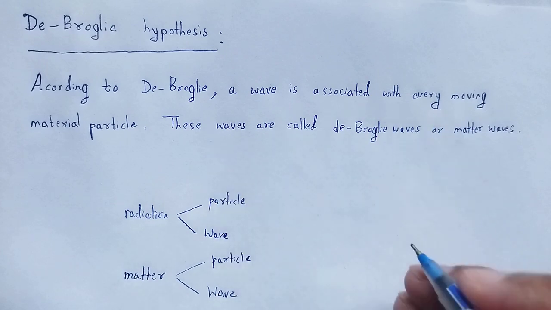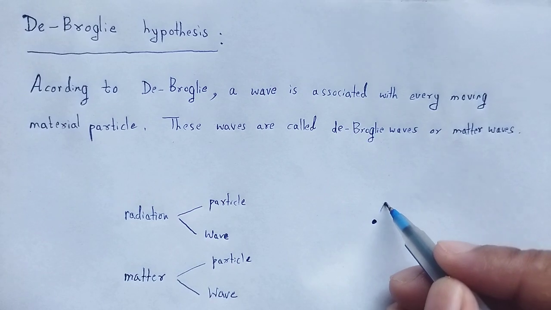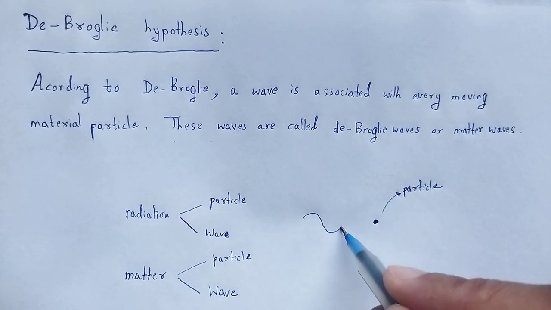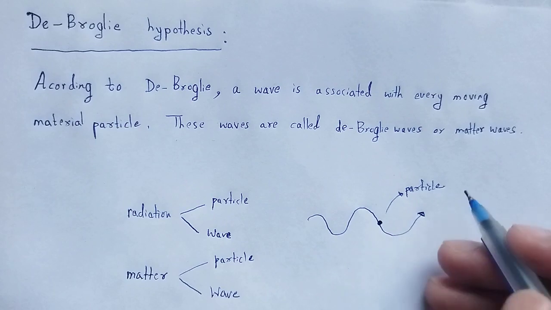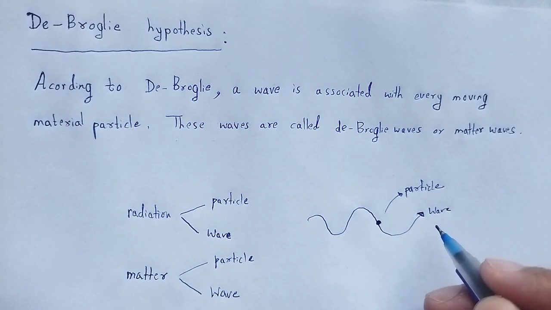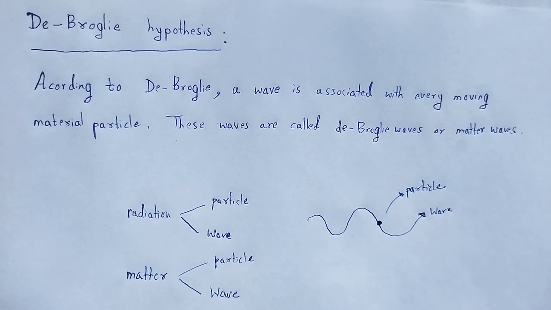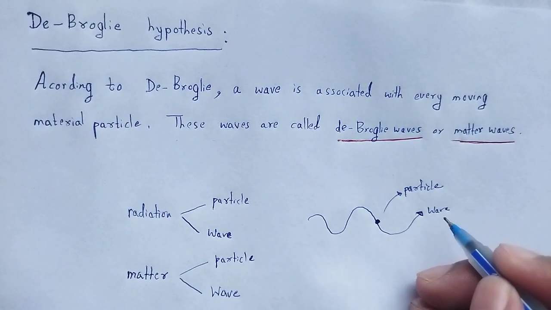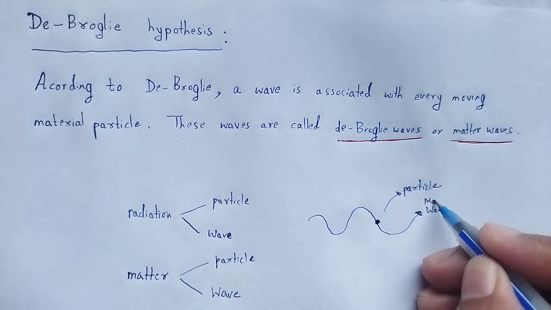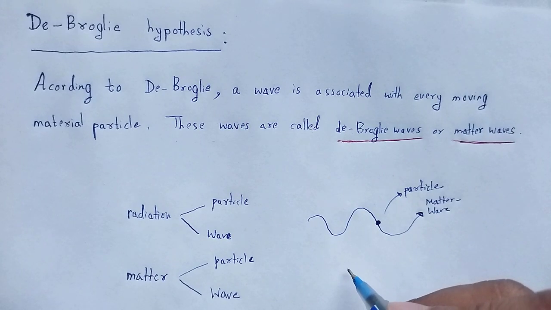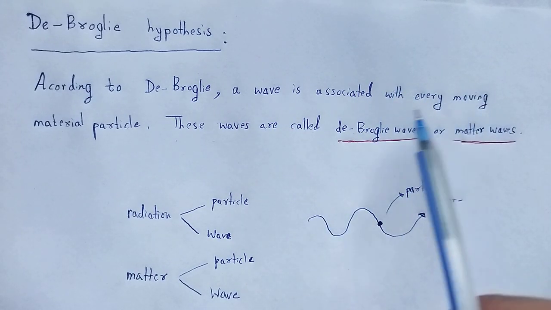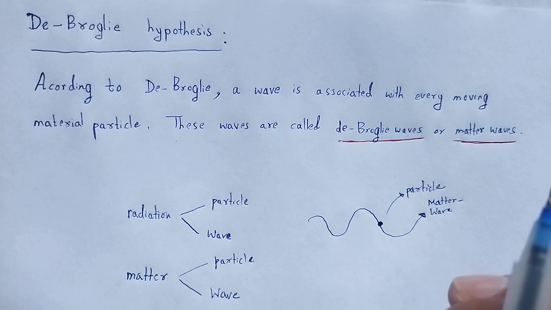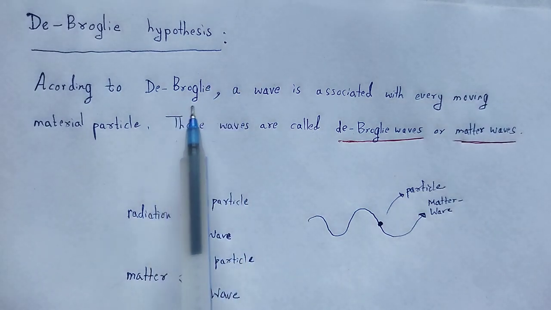By taking that assumption, he put forward his hypothesis: each and every moving material particle has a wave associated with it, and that wave is called a de-Broglie wave or matter wave. A wave is associated with every moving material particle, and these waves are called de-Broglie waves or matter waves. That was the hypothesis of de-Broglie.